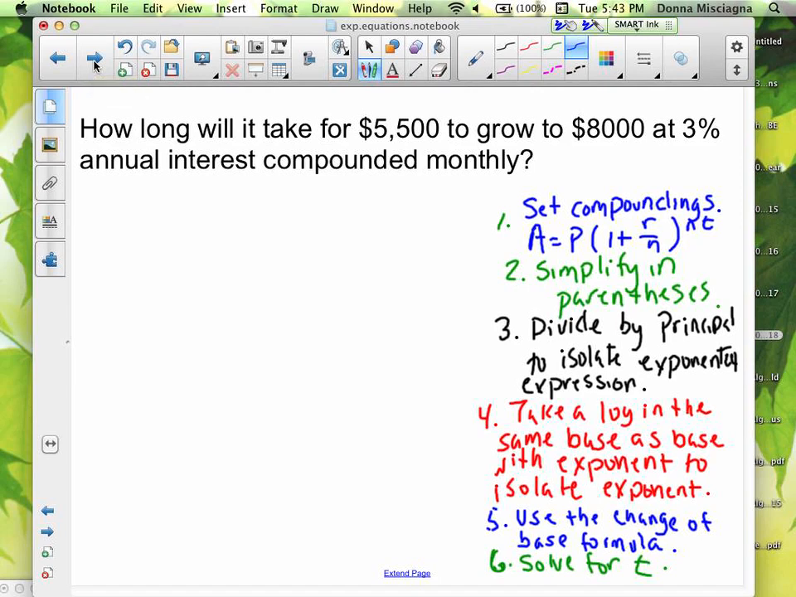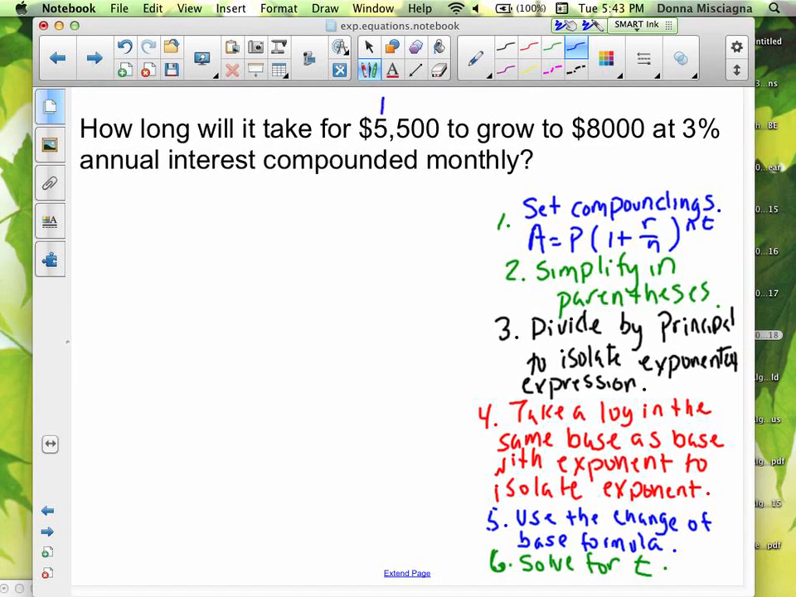So how long will it take for $5,500 to grow to 8,000 at 3% annual interest compounded monthly? I have to say these ones where we have compound interest and it's not continuous are the most difficult ones. All right, so this is the hardest problem that you'll solve. So we're going to use our compound interest formula. And I'm just going to write above it so I can have all the space.